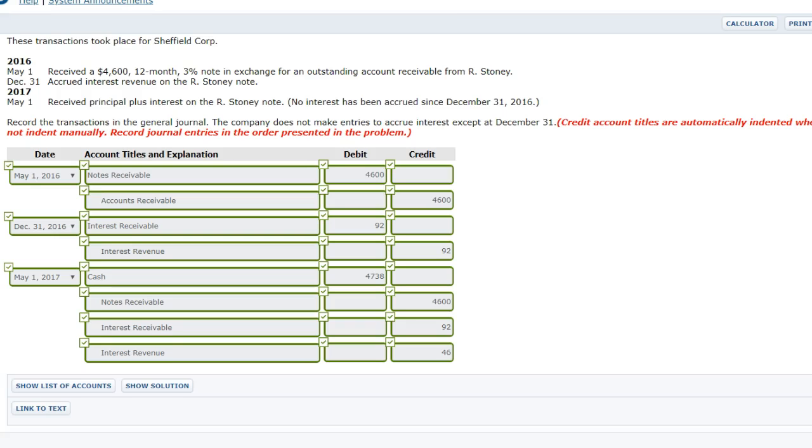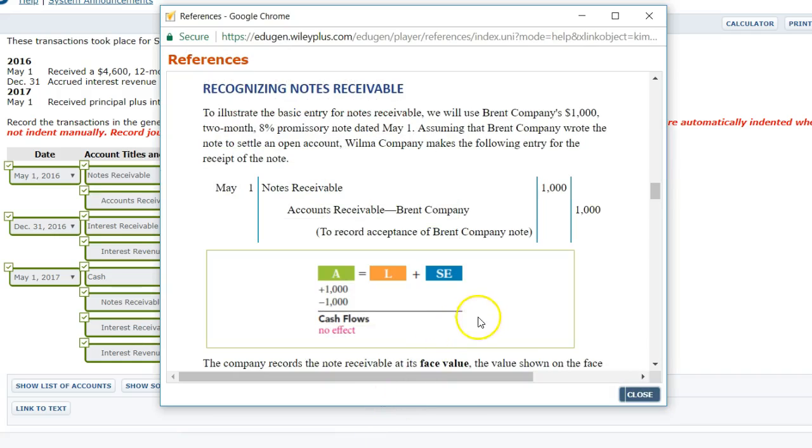in the right accounts. So I found that the link to the text here at the bottom of the screen was very helpful because sometimes I think it can be a little confusing to know when you're supposed to debit an account and credit it. So we'll go ahead and open up the link to the text. It opens up a separate window here. So for recognizing notes receivable for the first question, we would debit notes receivable and credit accounts receivable right here, according to the link from the text for our book.